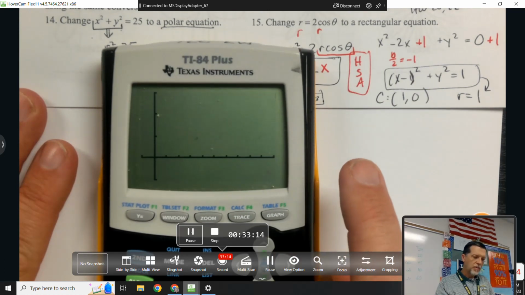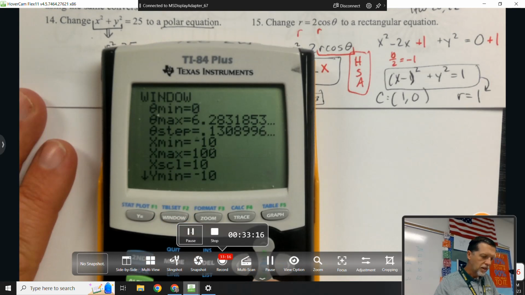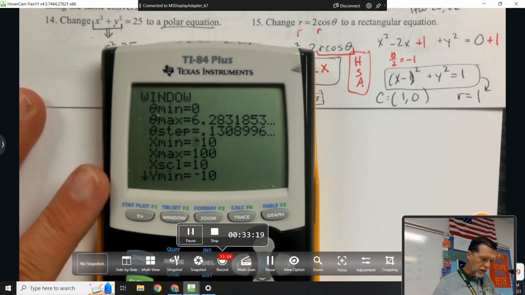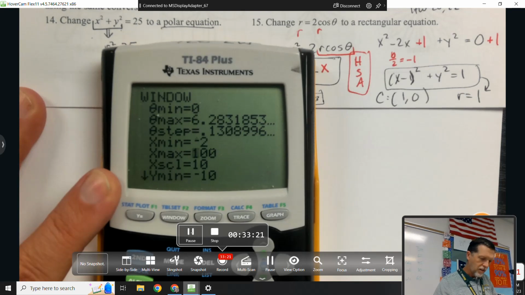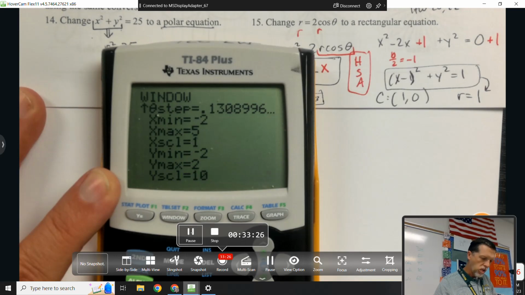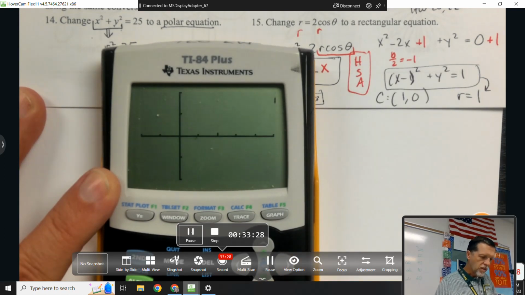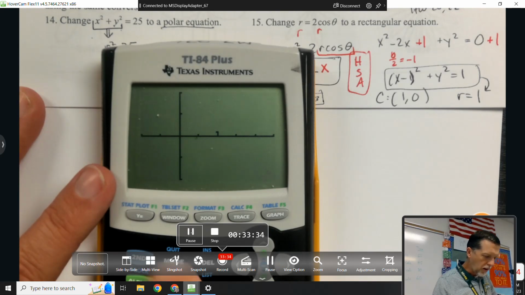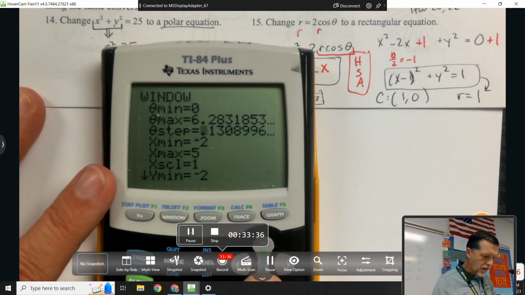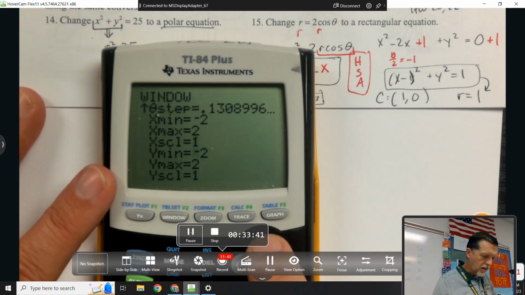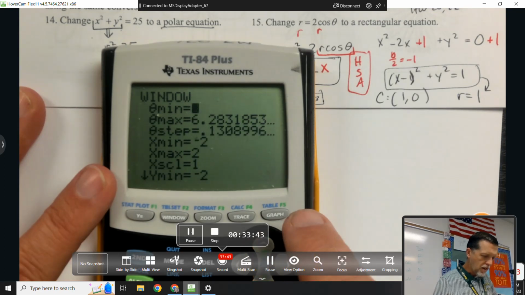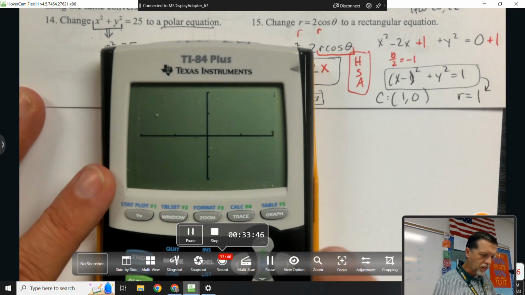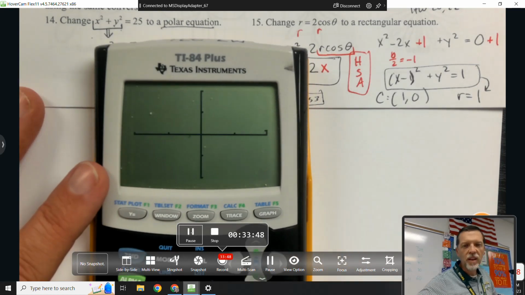Where did it go? Probably because it's too small right now. I don't know why that's not working. Radius of 1. Huh. I don't know why that's not drawing me a circle. Something's messed up. Oh well. That's why we're not playing with calculators today.